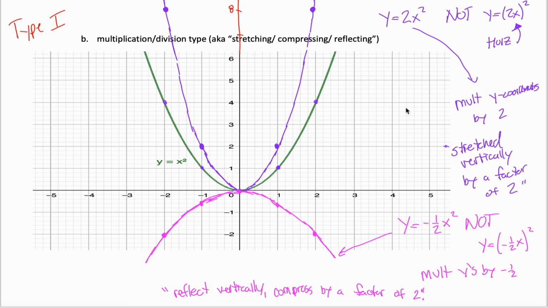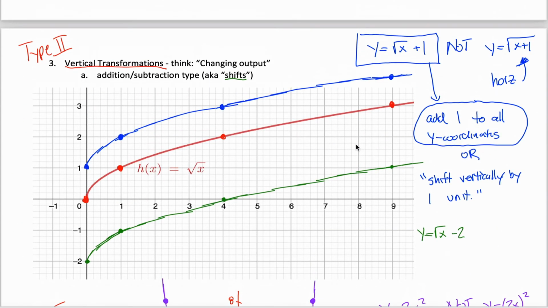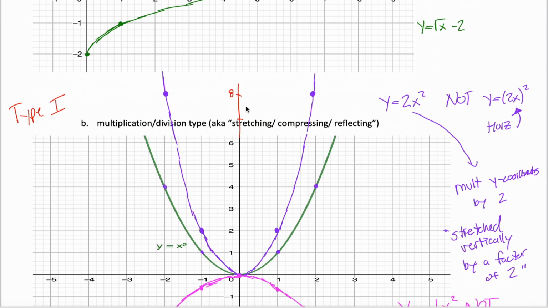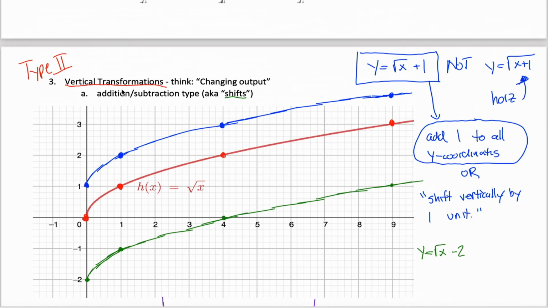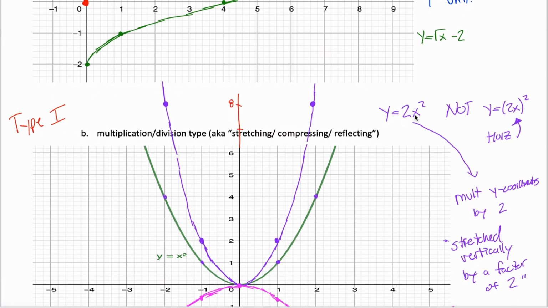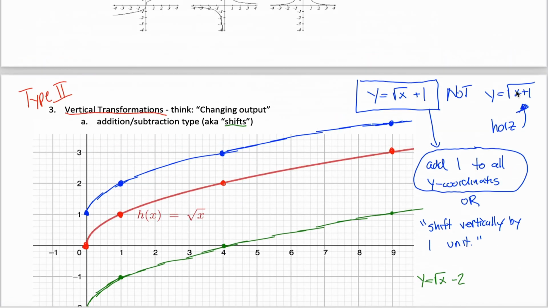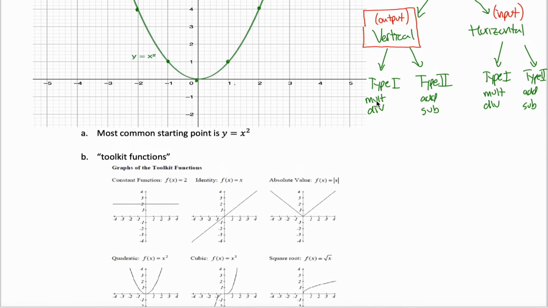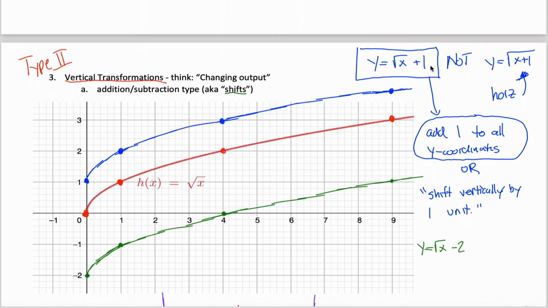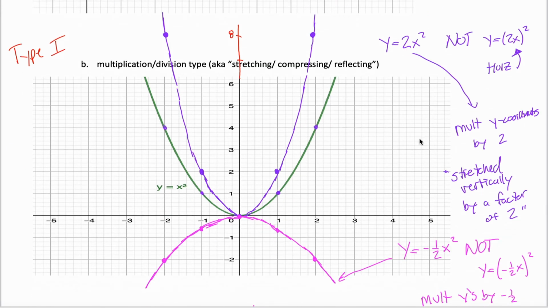The big summary here is that when we're talking about vertical transformations, there's really only two types, type 2 and type 1. You can recognize that it's a vertical transformation because we're messing with the output, so the square root of x, or x squared, as opposed to messing with the input, the x coordinate. Once you can tell that it's a vertical transformation, it's up to you to figure out whether it's type 1 or type 2, but that's easy enough also. It's type 2 if you're adding or subtracting, it's type 1 if you're multiplying or dividing. So the fact that I'm adding 1 here tells me that it's type 2. The fact that I'm multiplying by 2 or negative 1/2 here tells me that it's type 1.